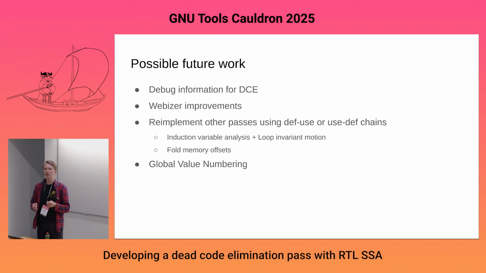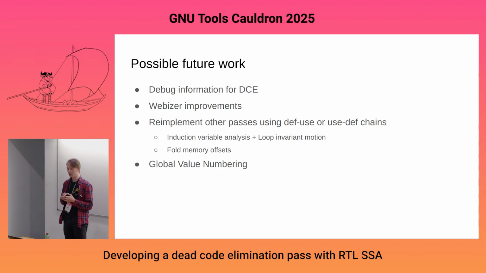Final words, there is some possible future work. Debug instructions for dead code eliminations might be improved, as I have already said. The WebUser pass can be improved, and there are other passes which still use the def-use or use-def chains, and these might also be re-implemented to use the new framework.